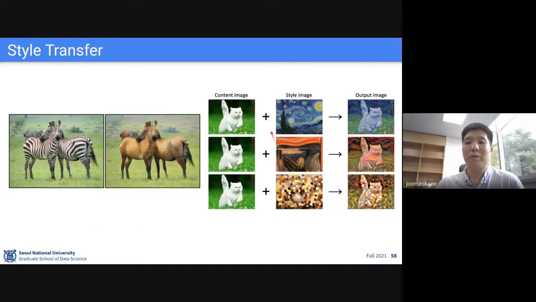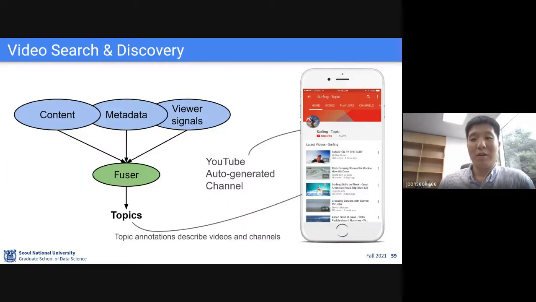And style transfer, this will be our very last topic in this course. It is style transfer from a zebra to, say, generating an image of a horse in the same place, in the same formation. Or we can combine some images with a style image, for example, the paintings of some famous painters. Then we would like to generate some images as if they were drawn by that painter. And that's why we are doing this, but I'm going to skip this.